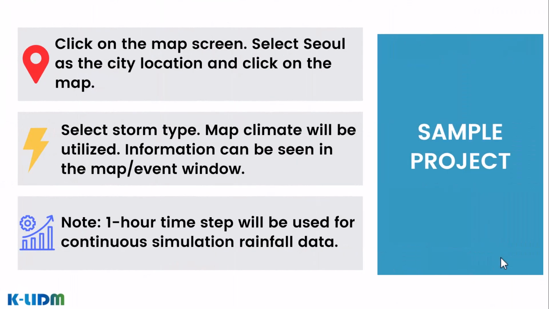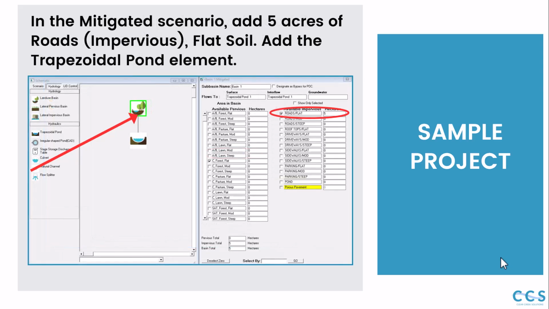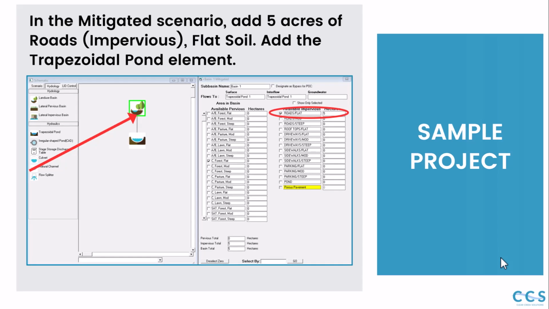So we click on the map screen, we selected Seoul as the city location, and clicked on the map. Then to select the storm type, map climate will be utilized in this case, and information can be seen in the map event window. And note, a 1-hour time step will be used for continuous simulation rainfall data. In the pre-developed scenario, we added 5 acres of C, till forest, flat soil, and then we clicked the Run Scenario button. In the mitigated scenario, we added 5 acres of roads or impervious area, flat soil, and added the trapezoidal pond element for modeling.